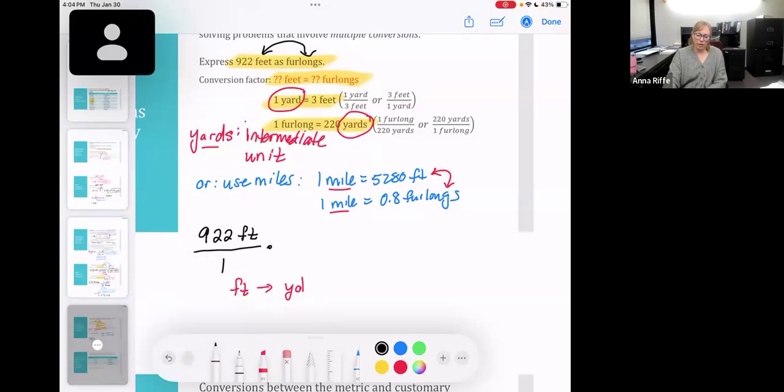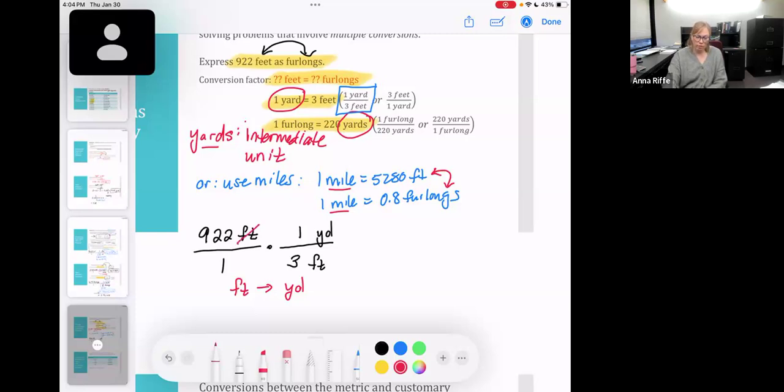So I think we can do that by noting, okay, if feet are in the numerator here, I want feet to be in the denominator of my unity fraction, which means I have yards in the numerator. This is the unity fraction, with feet in the denominator, yards in the numerator.